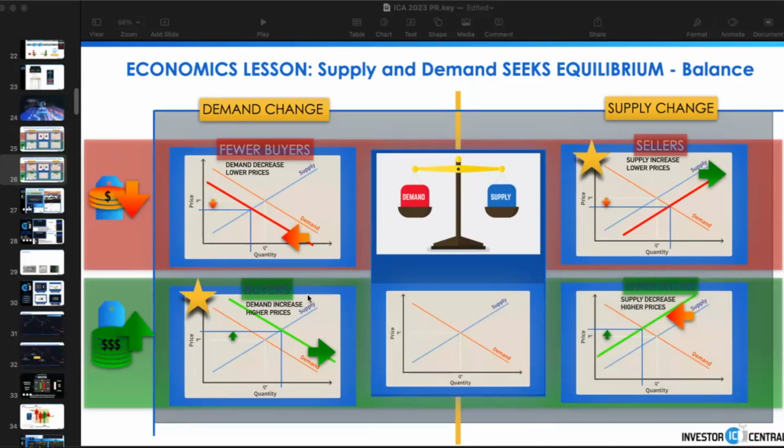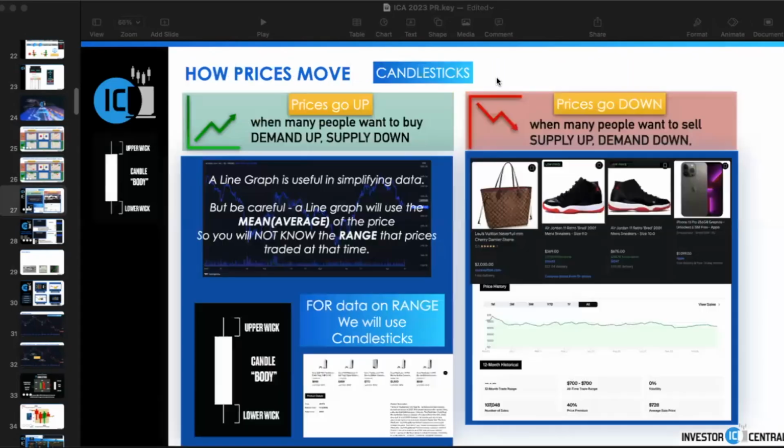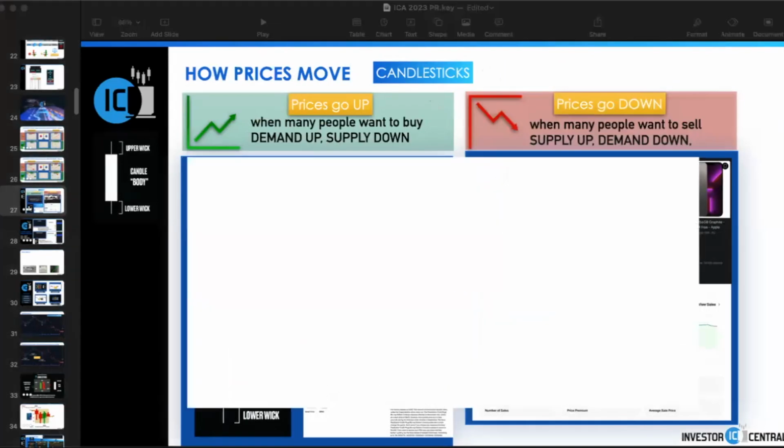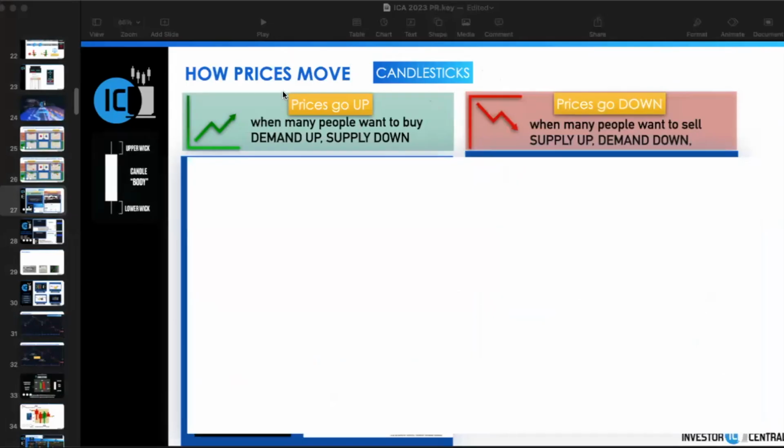All right, so that's the main idea between supply and demand. Now, this whole thing should be kind of in the back of your mind, but what's most important for us in the marketplace is just this. The top that I've got here is when prices go up, that's when many people want to buy. So the demand goes up and the supply goes down. So you can think of them working in conjunction.